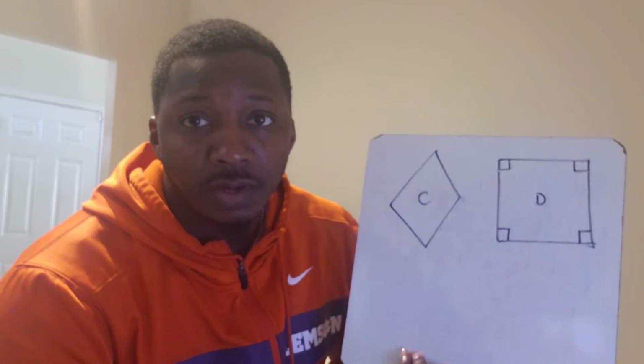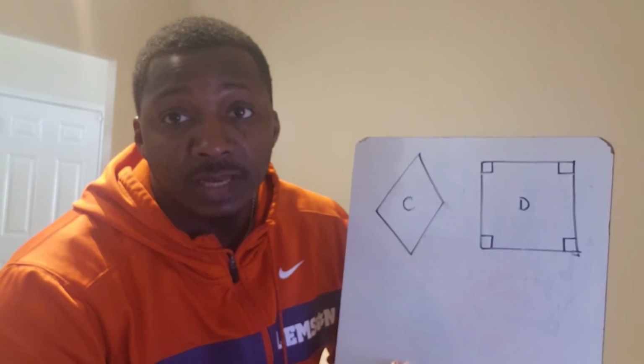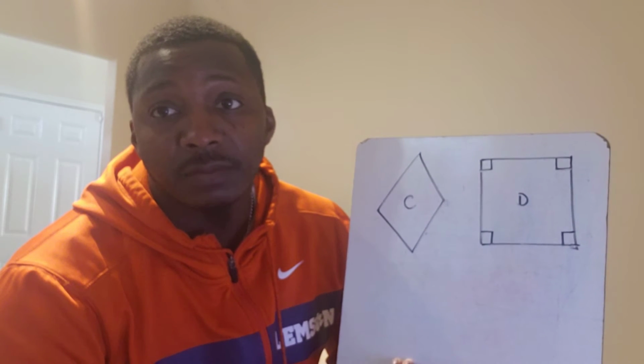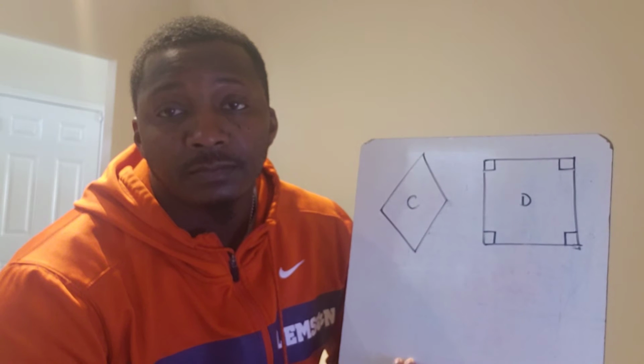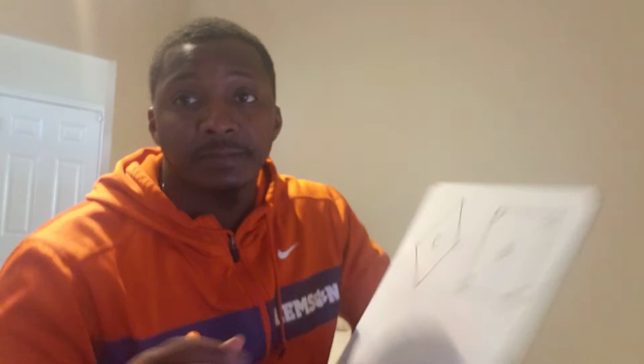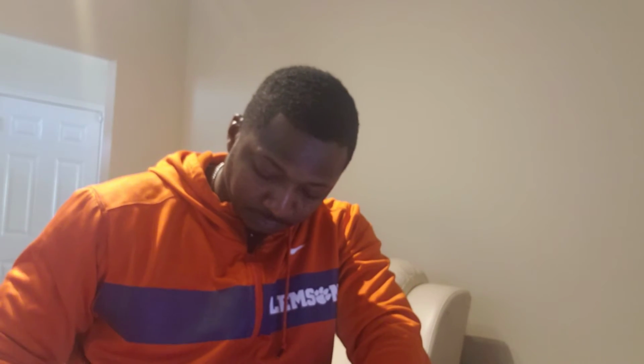Here I have two other shapes, shape C and shape D. I want you to take a moment and see if you can figure out what are the characteristics of these shapes. All right, I'm gonna let you work. I'm gonna do some work myself, and then we'll see if we have the same answers. I hope it's going well. I made a mistake, so I had to make some erasures. Here we go.